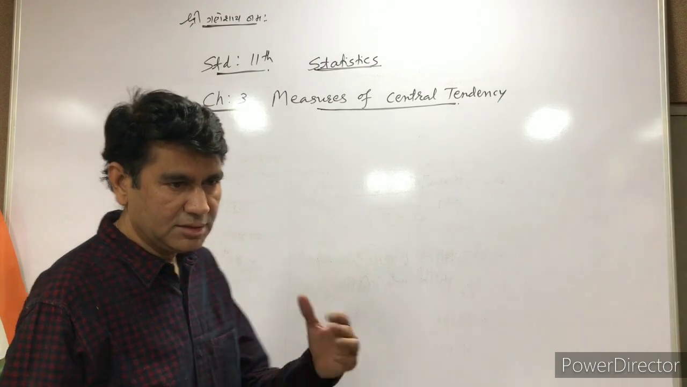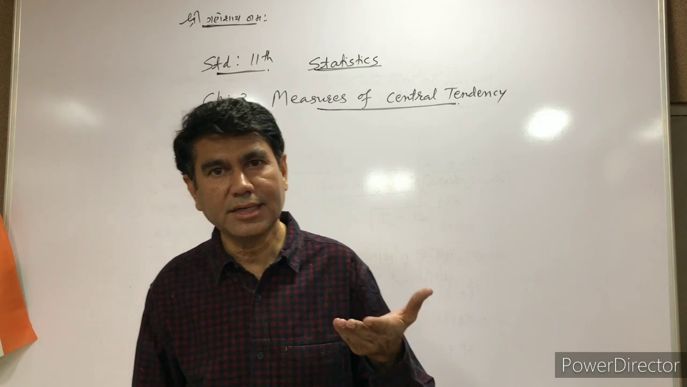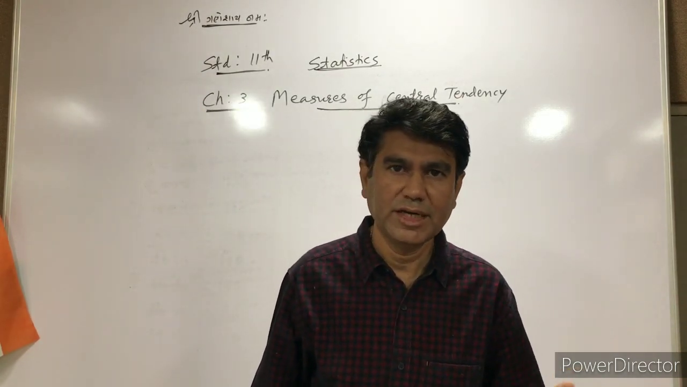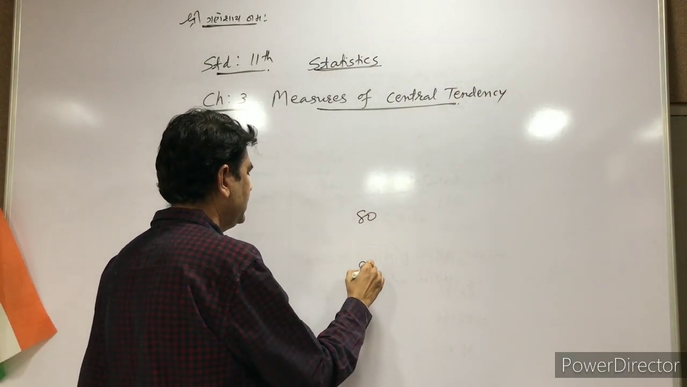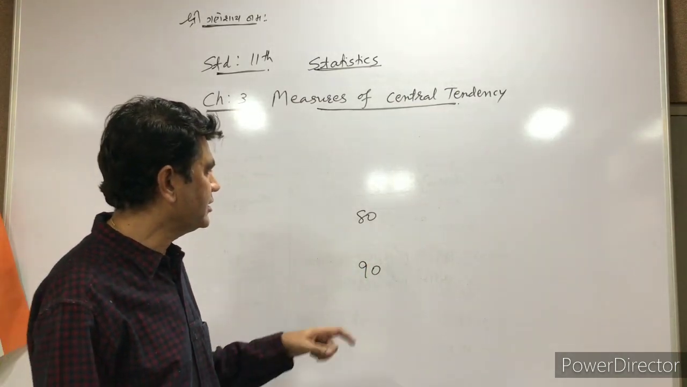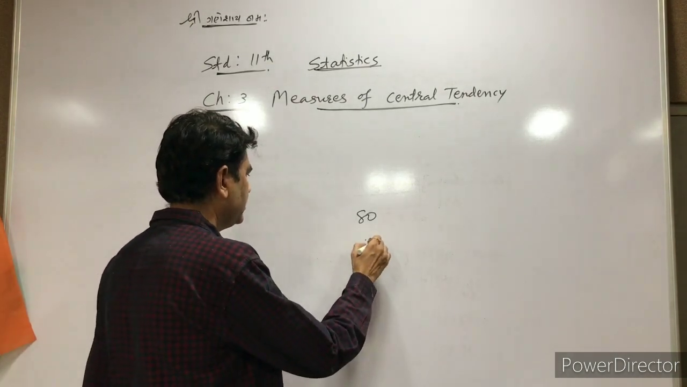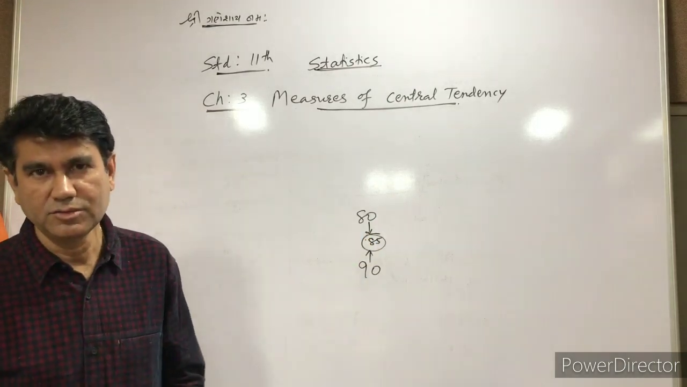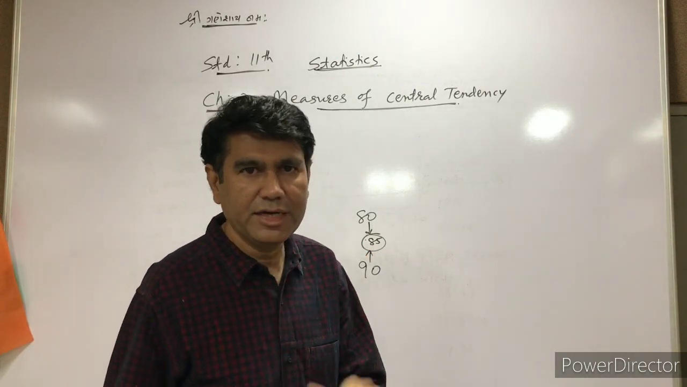Okay, measures, that means there are different measures like mean, median, mode, and central tendency. Central, that means one type of average. For example, if you are given 2 data, one is 80 and one is 90, and we calculate its average, 80 plus 90 divided by 2, we get 85. So 85 is our central value. That is why it's called center measure, or average measure.